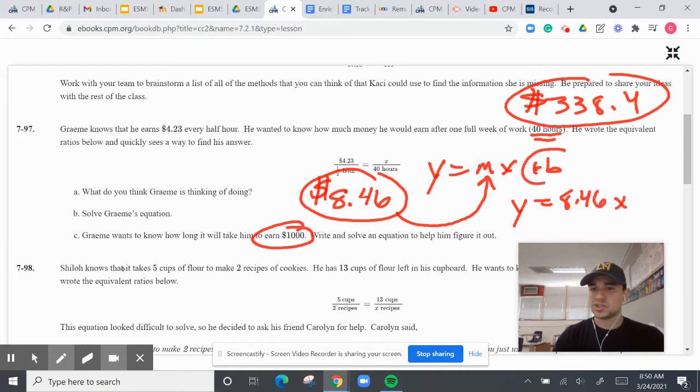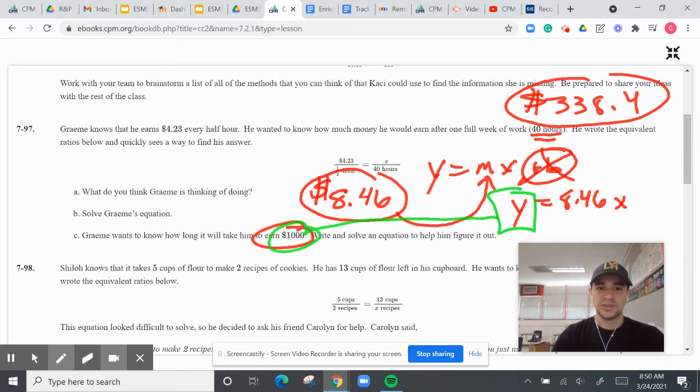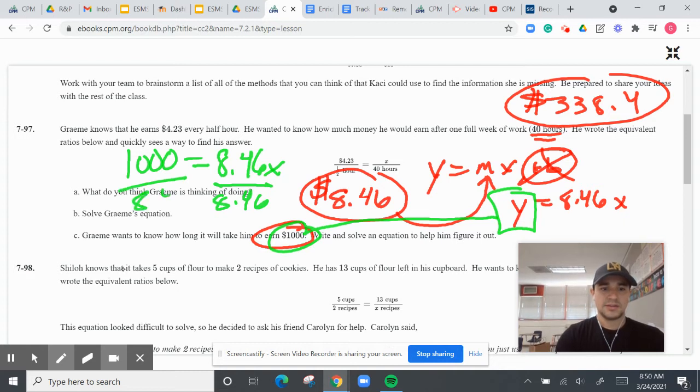Now, I don't have a starting point because I start with 0 when I don't work any hours. It's 0 hours, right? 0 hours, $0. So I don't need the b. And then what is my y? Well, my y is my total, and that is going to be $1,000. So your equation should be 1,000 equals 8.46x. And then you would just solve for x like this.